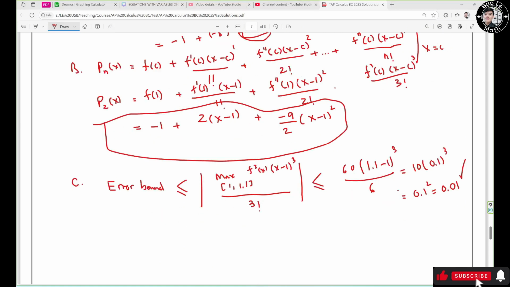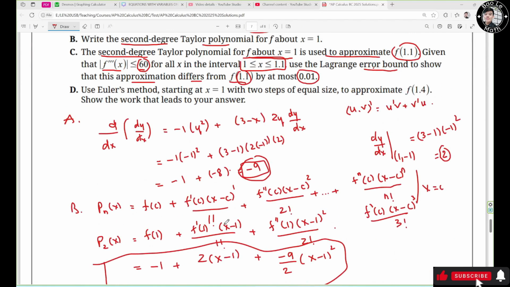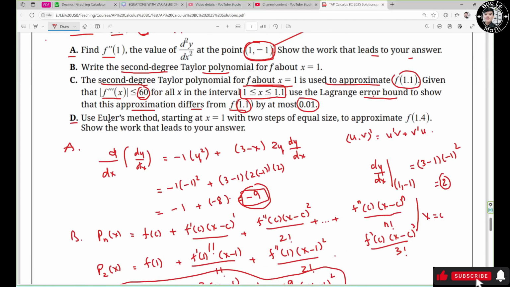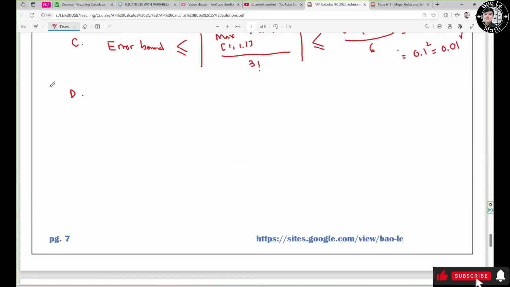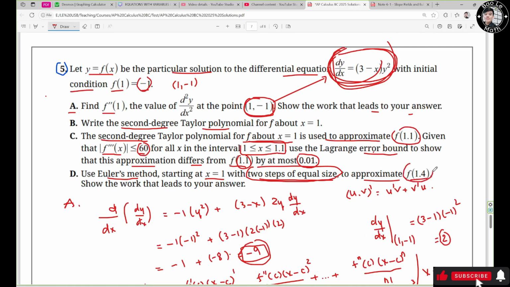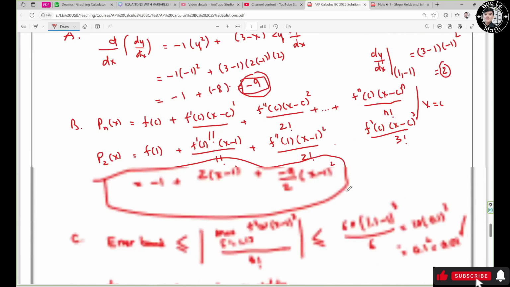Now let's move on to question D. Use Euler's method, starting at s equals 1 with two steps of equal size, to approximate f of 1.4. Show the work that leads to your answer. dy/ds is 3 minus s times y squared, so we copy it over here. Find f of 1.4, given the starting point s equals 1 with two steps.